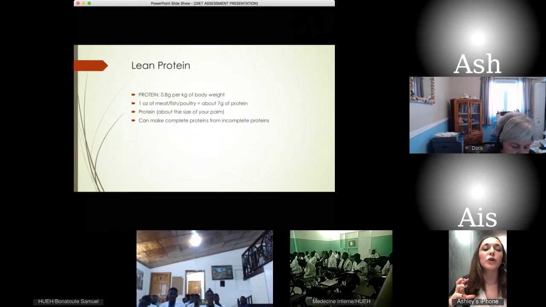So one group in particular I just want to point out is the protein group. So just to get a little bit more detailed in one of these macronutrients. The RDA, like we mentioned before, the recommended dietary allowance, is 0.8 grams of protein per kilogram of body weight.